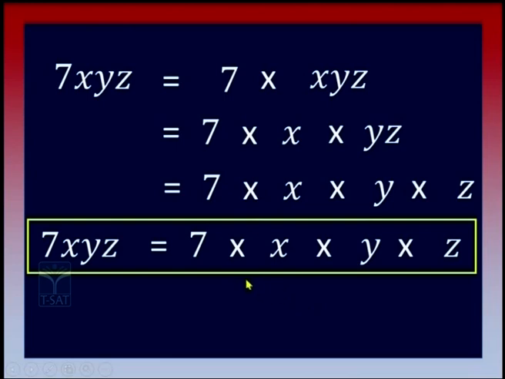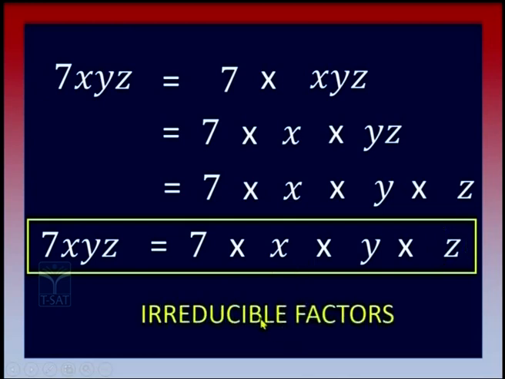So these terms 7, x, y, z, which we cannot split further, are called irreducible factors. When you write a term as the product of irreducible factors, this will be the last step of factorization. Even though the above steps are also factorization steps, this will be the last stage of factorization because we cannot factorize it further.